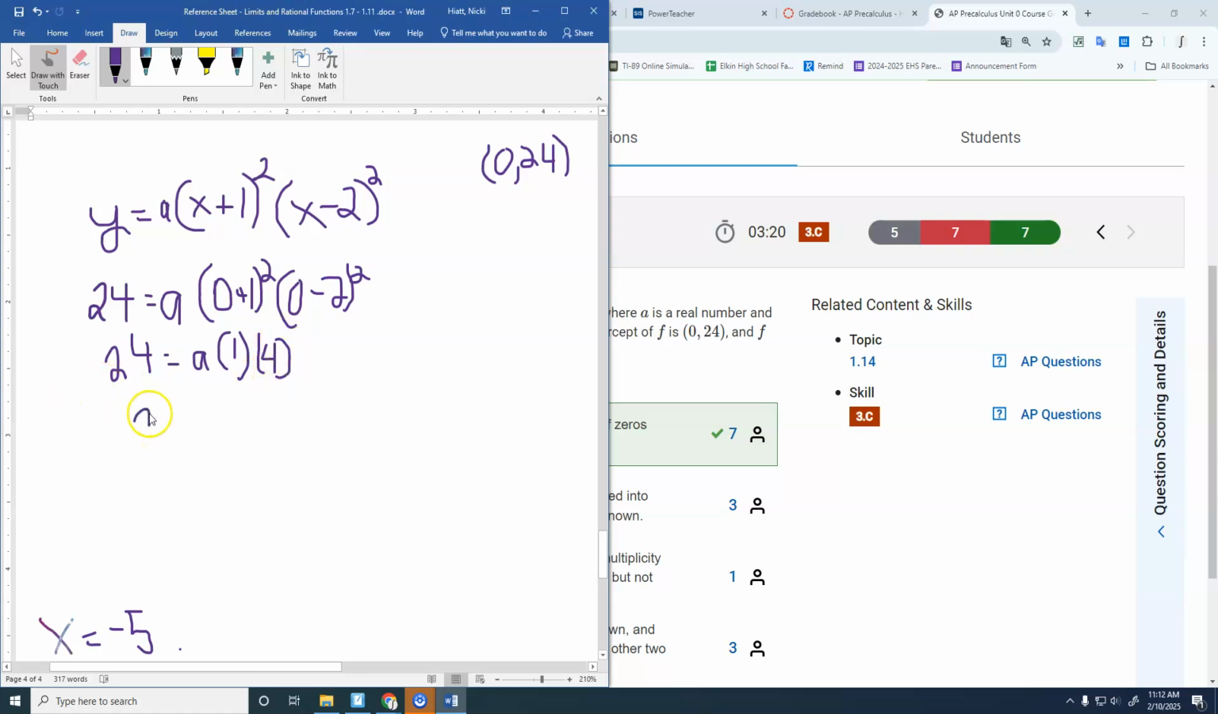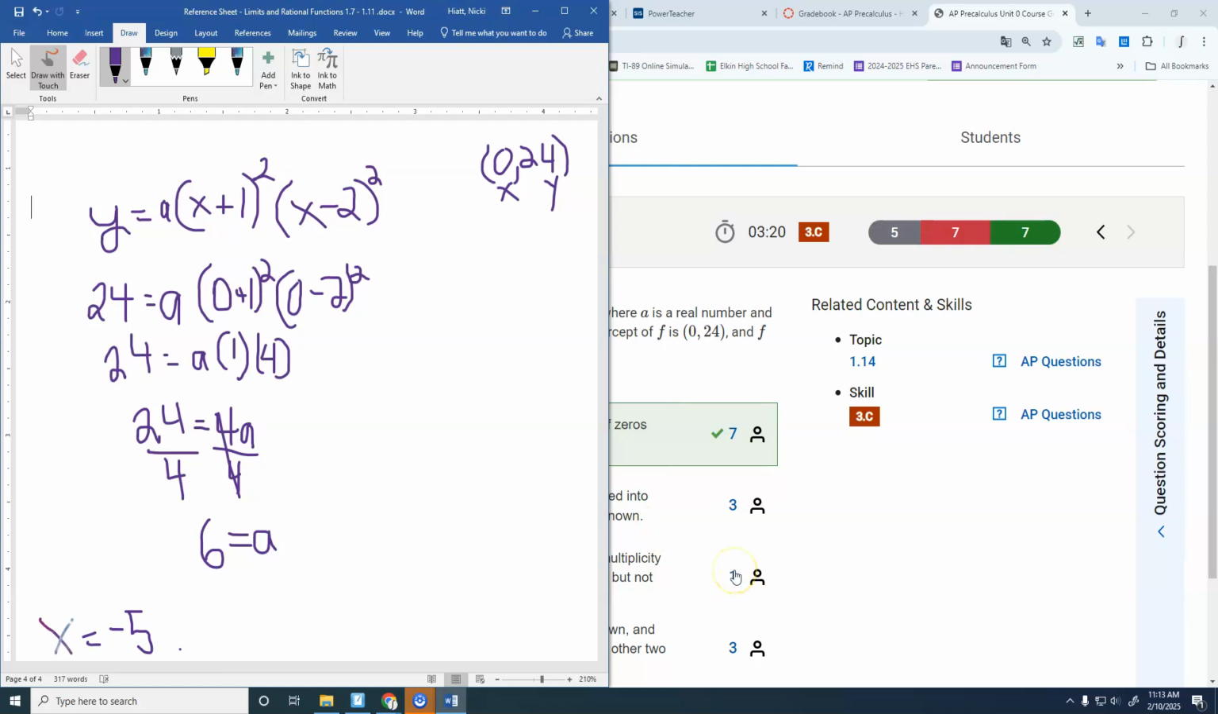So that's 24 equals 4a, and then you would divide both sides by 4, and so 6 would be your a value there. You plug it in because in this point right here, x is 0 and y is 24.